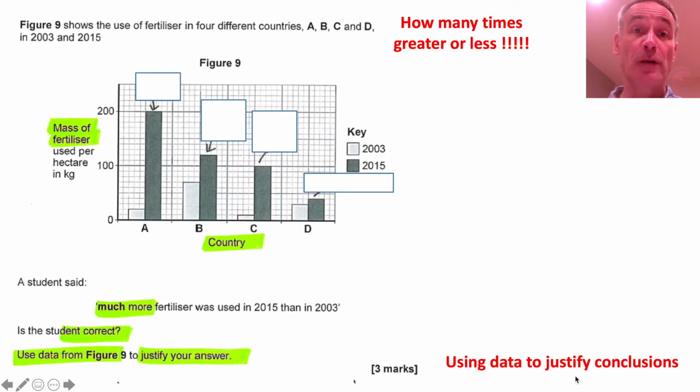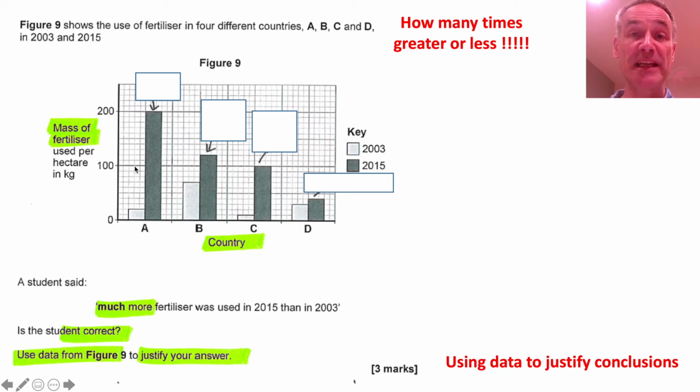So in this question, we've got a bar chart, and it says figure 9 shows the use of fertilizer in 4 different countries, A, B, C, and D, in 2003 and 2015. So that's the mass of fertilizer used. You can see that the light grey is the mass used in 2003, and you can compare it with how much was used in 2015 for each of these countries. A student said much more fertilizer was used in 2015 than in 2003. Is the student correct? Use the data from figure 9 to justify your answer, and it's worth 3 marks.